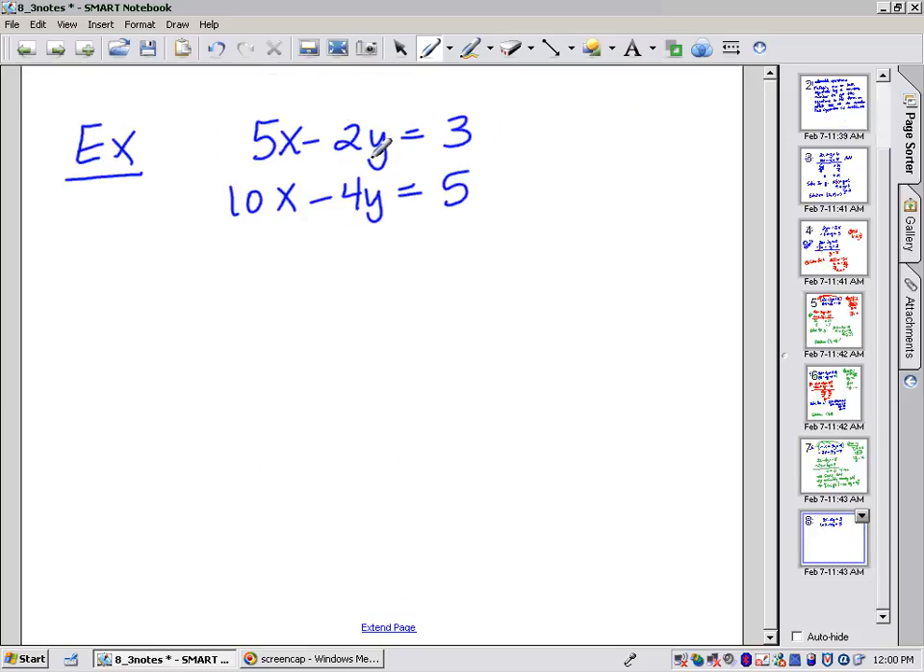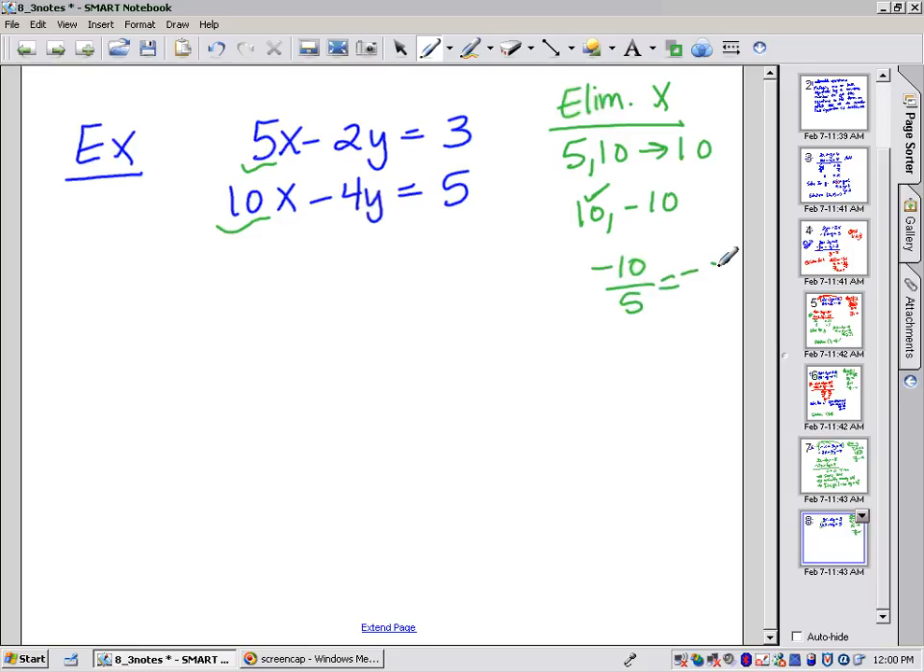If I have 5x minus 2y equals 3 and 10x minus 4y equals 5, let's choose this time to eliminate the x. So if I have a 5 and 10 as coefficients of my x, what number do both 5 and 10 divide into? Well, that is 10. So I need one to have a positive 10 as a coefficient, one to have a negative 10. We already have the positive 10, so I need a negative 10 on the first equation. If I divide negative 10 by 5, it tells me that I need to multiply by negative 2.